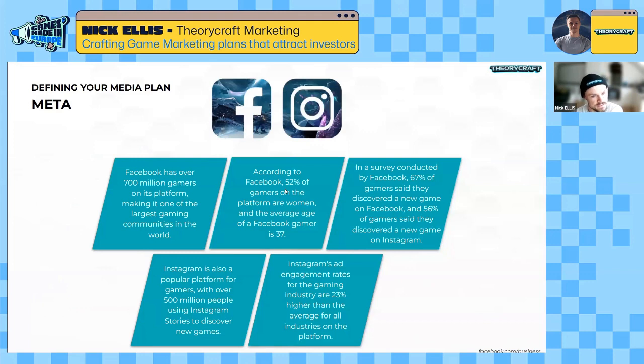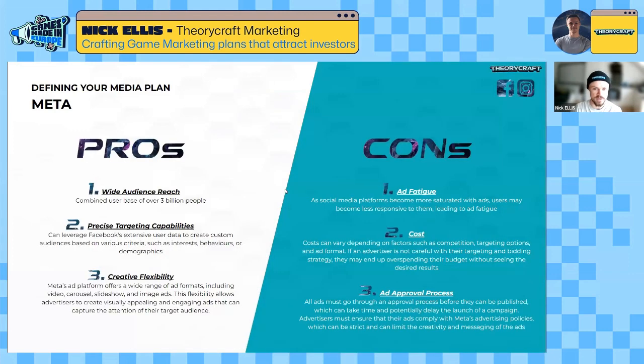Then looking at Meta, so Facebook and Instagram, for example, obviously a big gaming platform as well, for gamers. Running ads on Meta is obviously, we see, 80% of the time included in a media plan. So it's worth going into some pros and cons here. It's the widest audience reach, for example, with over 3 billion people. So it's pretty comprehensive to understand your audience and target them as well. So we'd say it's normally pretty included in a marketing plan or a media plan.